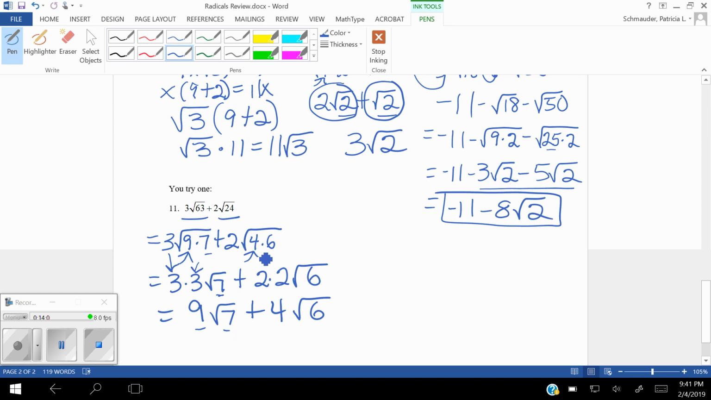And then when I take the square root of 4 here, I get 2. Okay, this 2 just comes on down. Square root of 6 stays under because I can't simplify that. Multiply these two guys together, I get 4. I got the square root of 6 left. And here I got the square root of 7. I got the square root of 6. So clearly they're not like radicals. So I can't combine these two. This is my final simplified answer.